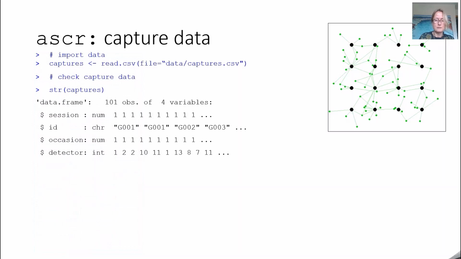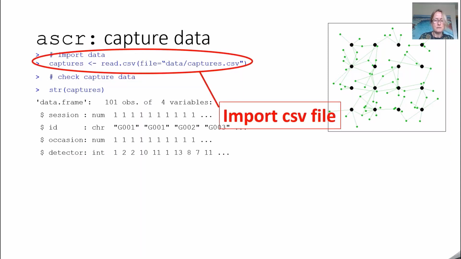So we start importing the Excel file with the captures data into our R workspace. The function read.csv brings the data into R. All we need to do is tell it where to find the data. I have the file captures.csv in a folder called data, and captures.csv is the file name. And then we have to give the object a name. I call it captures. That's the name that R will contain the captures data in.